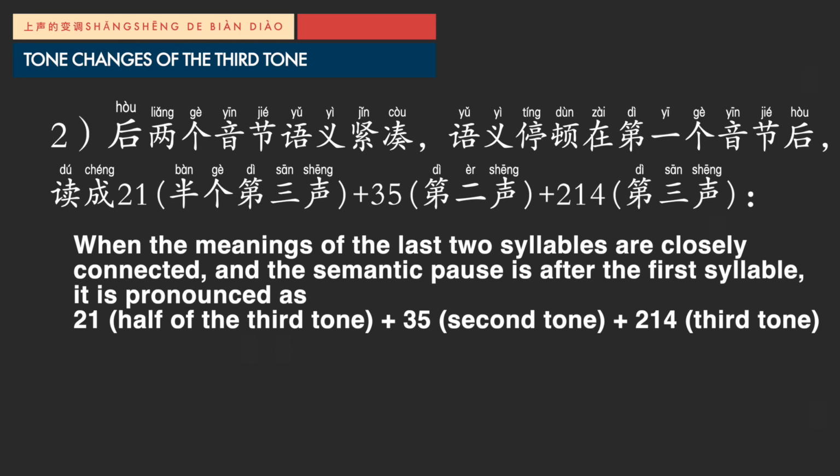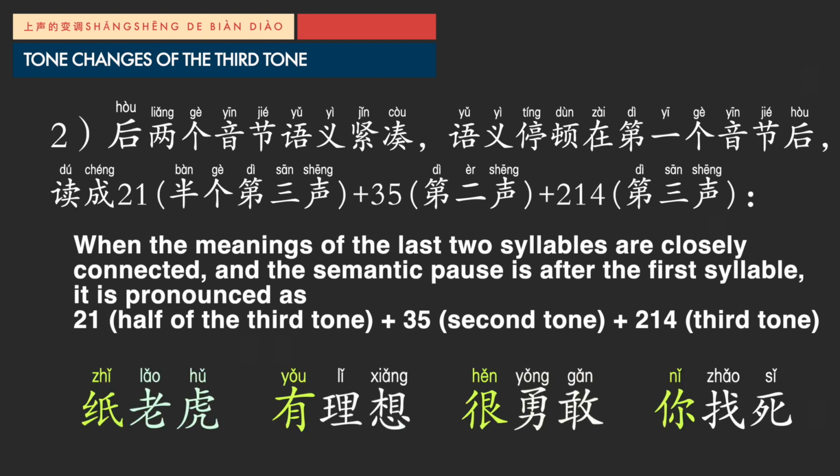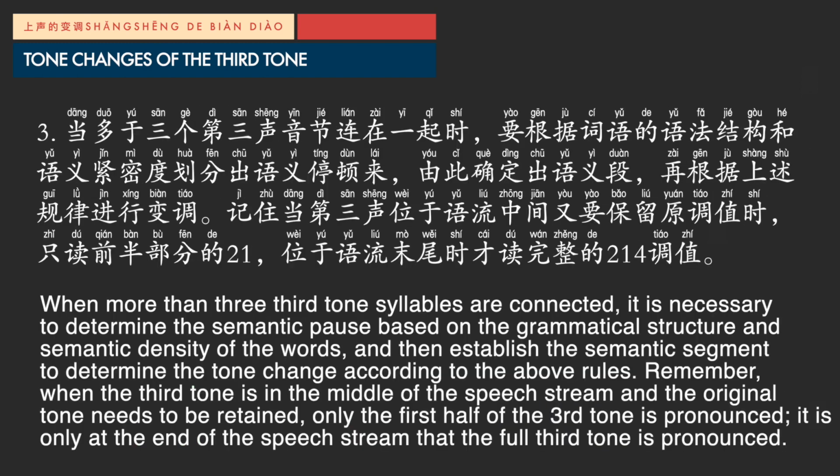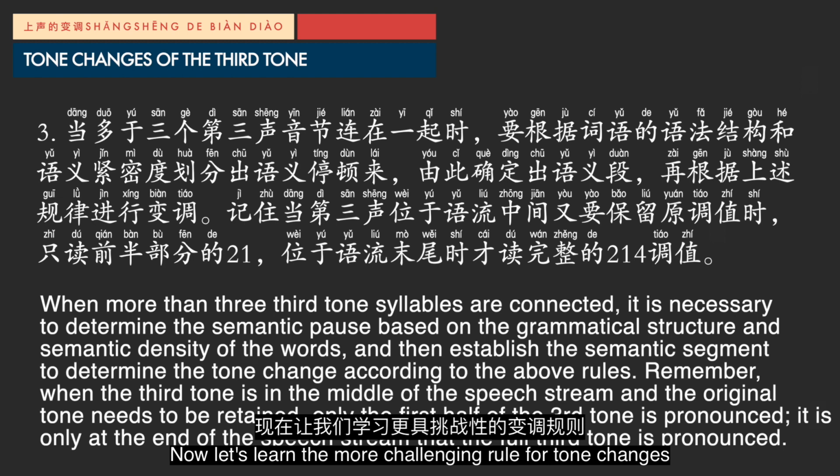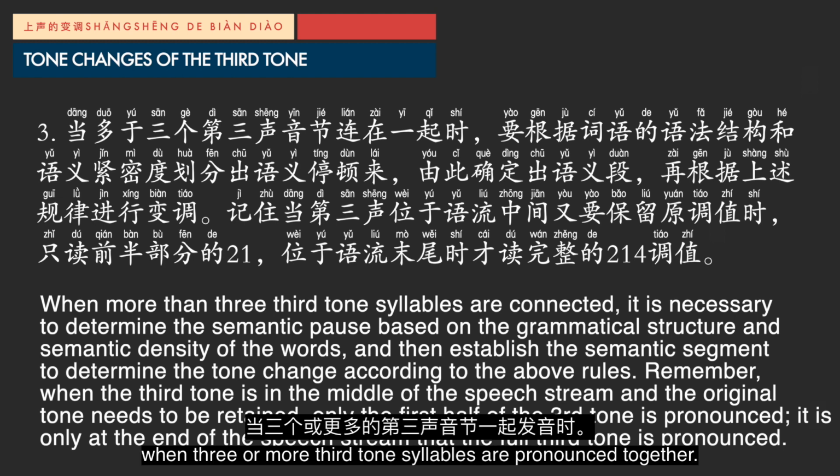When the meanings of the last two syllables are closely connected, and the semantic pause is after the first syllable, it is pronounced as half of the third tone, second tone, and then followed by third tone. For example, 纸老虎，有理想，很勇敢，你找死.